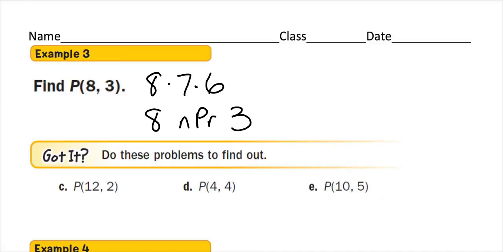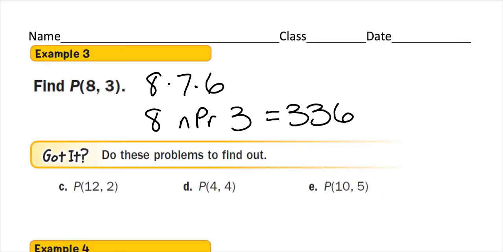So we're going to do 8 NPR 3, and it tells us it's 336. And that should be the right answer. Yep, 336. All right, again, that NPR is on the PRB button. Okay, I want you to try just letter C by yourself, okay? Just letter C. Don't go ahead to letter D because there's something special I'm going to show you with that one, okay? So just try letter C.